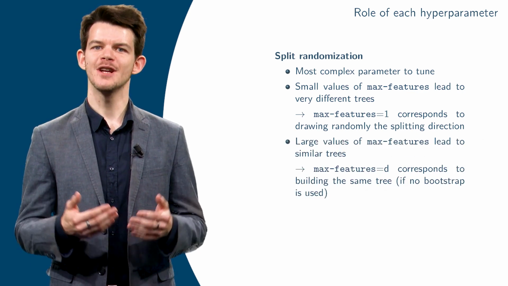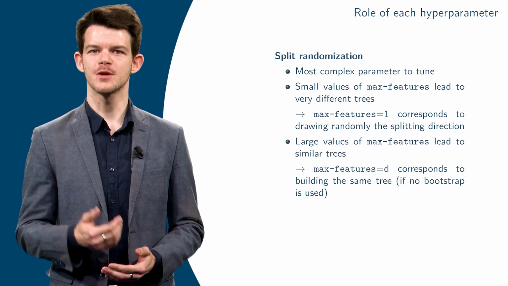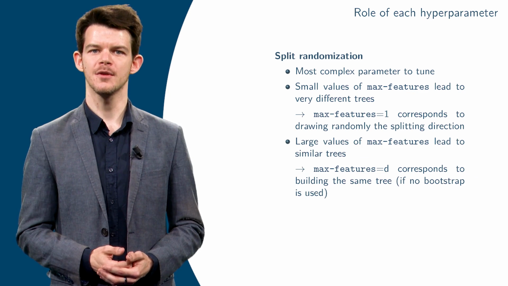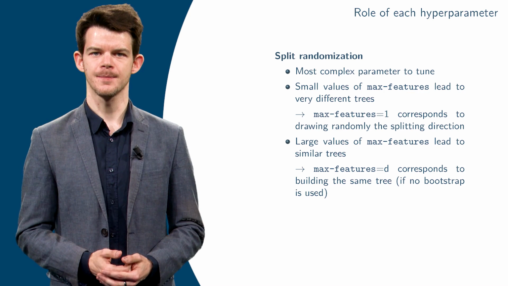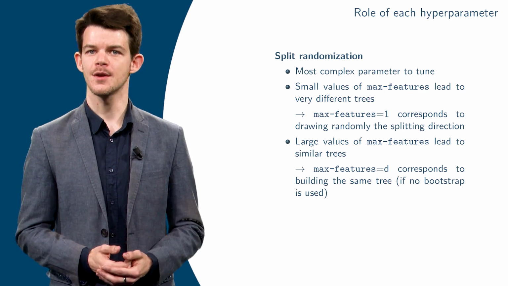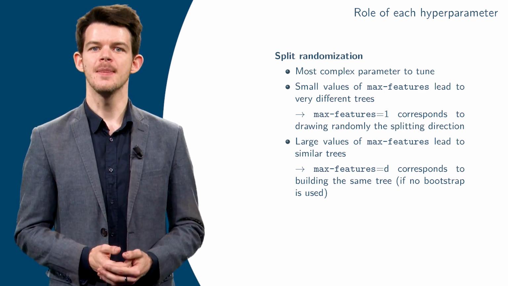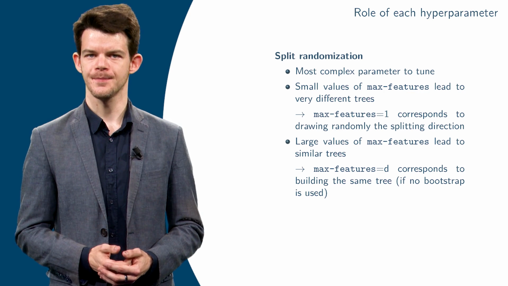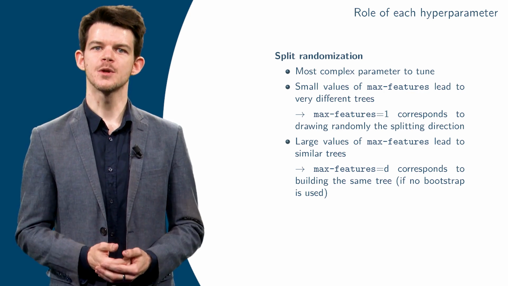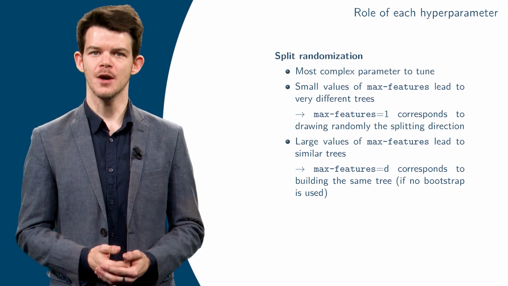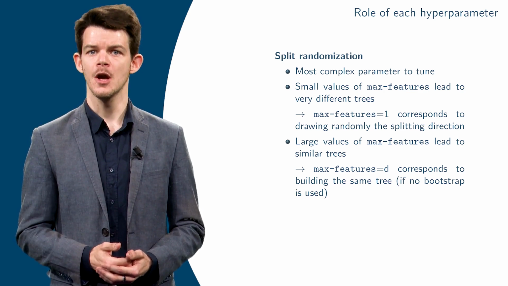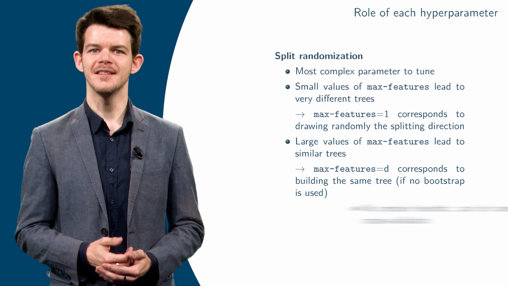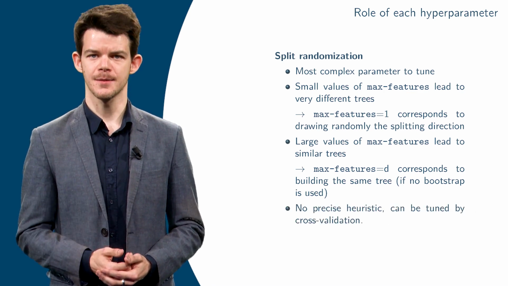Conversely, if a large value is chosen, for example if max_features is equal to the total number of variables, the splitting direction is chosen among all the initial directions. The trees are then very close to each other in terms of structure and therefore of predictions. This parameter allows us to control the diversity within the trees of the forest and thus to improve the gain brought by the bagging procedure, which works all the better as the individual predictors are different.